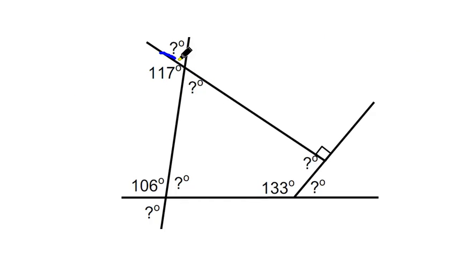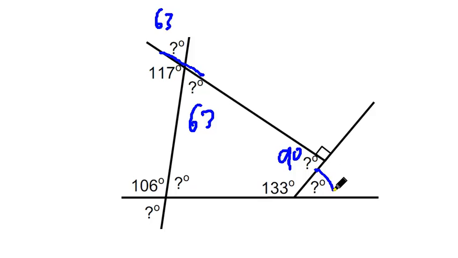Over here we know that angles on a straight line add up to 180, so we go 180 minus 117, and that gives us an answer of 63. We know that these two angles are vertically opposite, so that's also 63. This here is a right angle, and we know that angles on a straight line add up to 180, because 180 minus 90 is 90, so that's fine.